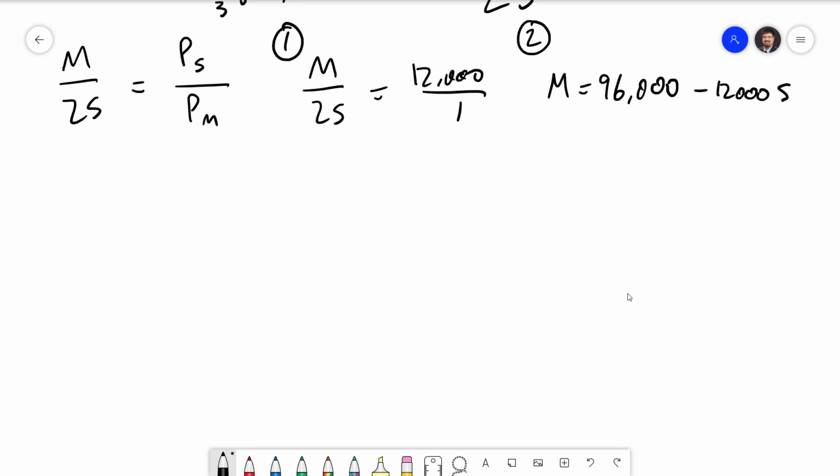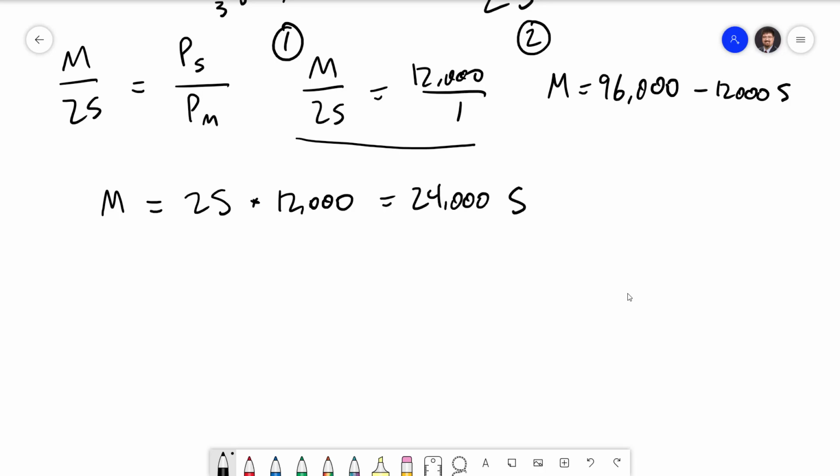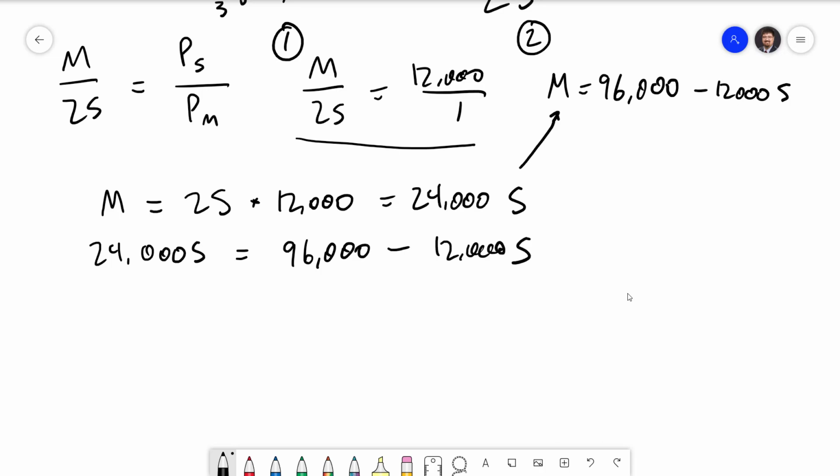I'm going to take equation 1 and I'm going to solve it for m. So I'm going to take this equation and I'm going to multiply both sides by 2s to give me m = 2s times 12,000, which is going to be 24,000s. I'm now going to take 24,000s and I'm going to plug it into our second equation right here where we see the m. So we have 24,000s = 96,000 - 12,000s.